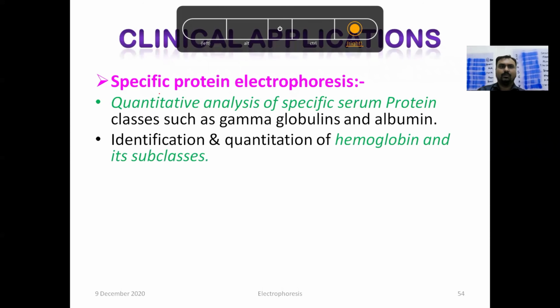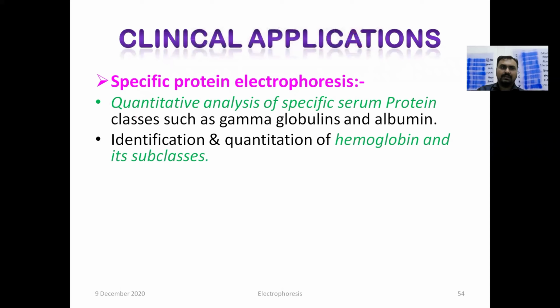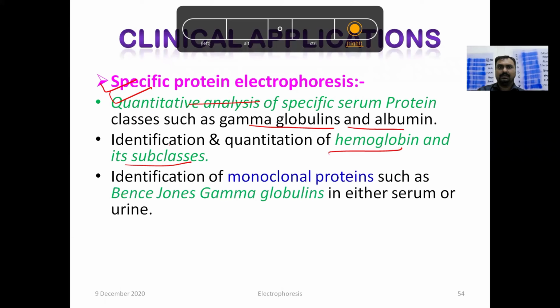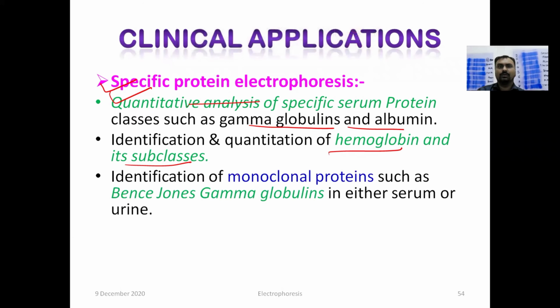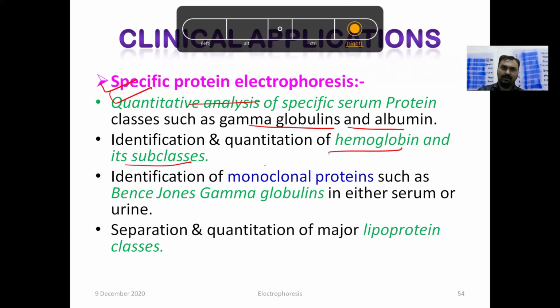Now, what are the clinical applications of electrophoresis? We can separate the different proteins and quantify them, like albumin, globulins, etc. It is also used for the identification and quantification of hemoglobin and its subclasses. It is also used for identification of monoclonal gammopathy like multiple myeloma.